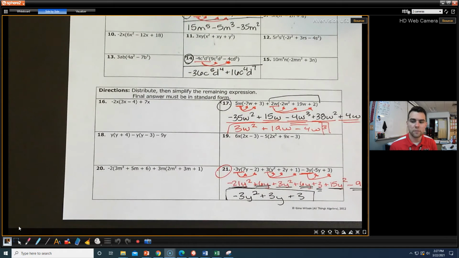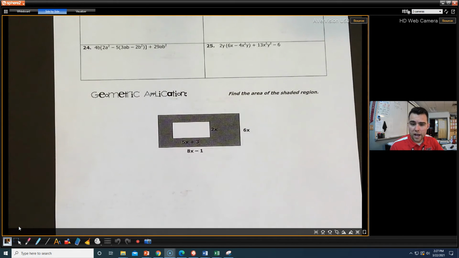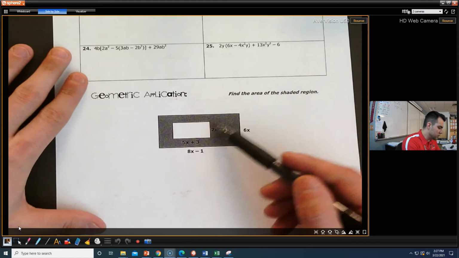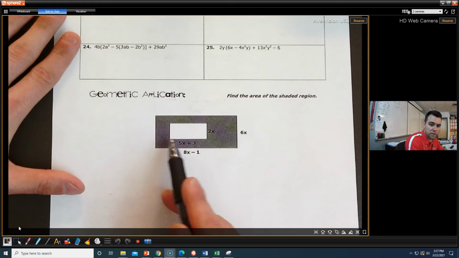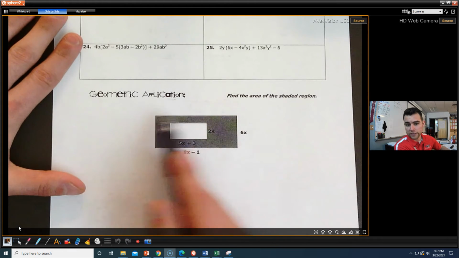And there's one more type of problem that I want to go over with you guys, and that'll be on the back side. Another geometric application. I want us to find the area of this shaded region. Now, if you're looking at just the shaded region, that is not a known shape. It's not really a shape that we work with at all. But let's look at the shapes we do know. We have this inside shape, a rectangle. We have an outer rectangle.